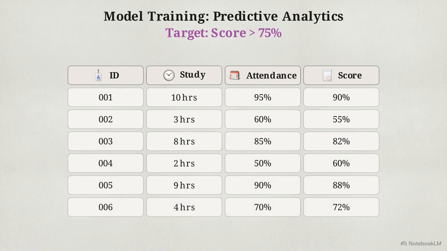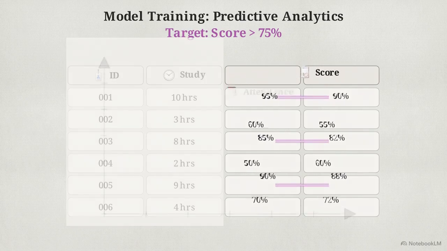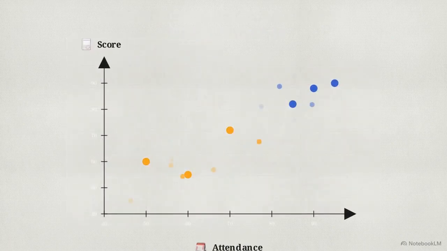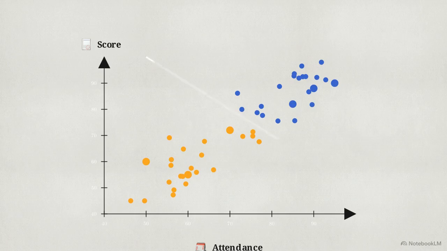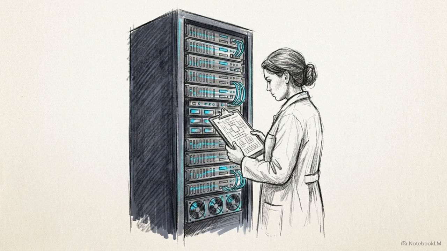During the model training phase, the algorithm maps these inputs against known outcomes. It searches for hidden correlations, noticing perhaps that high attendance strongly correlates with high scores. This training process generates a mathematical boundary. The system draws a dividing line through the data to calculate the probability of a future student's success. Before this system is deployed, it undergoes model evaluation. It is tested against new, unseen student data to verify its accuracy.